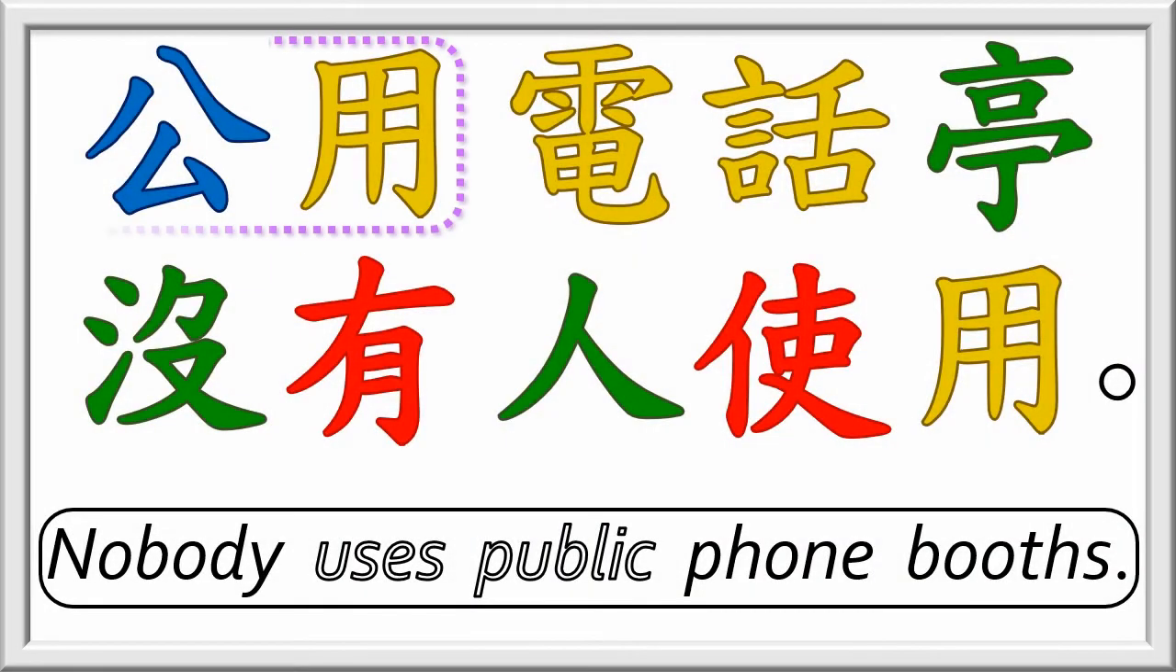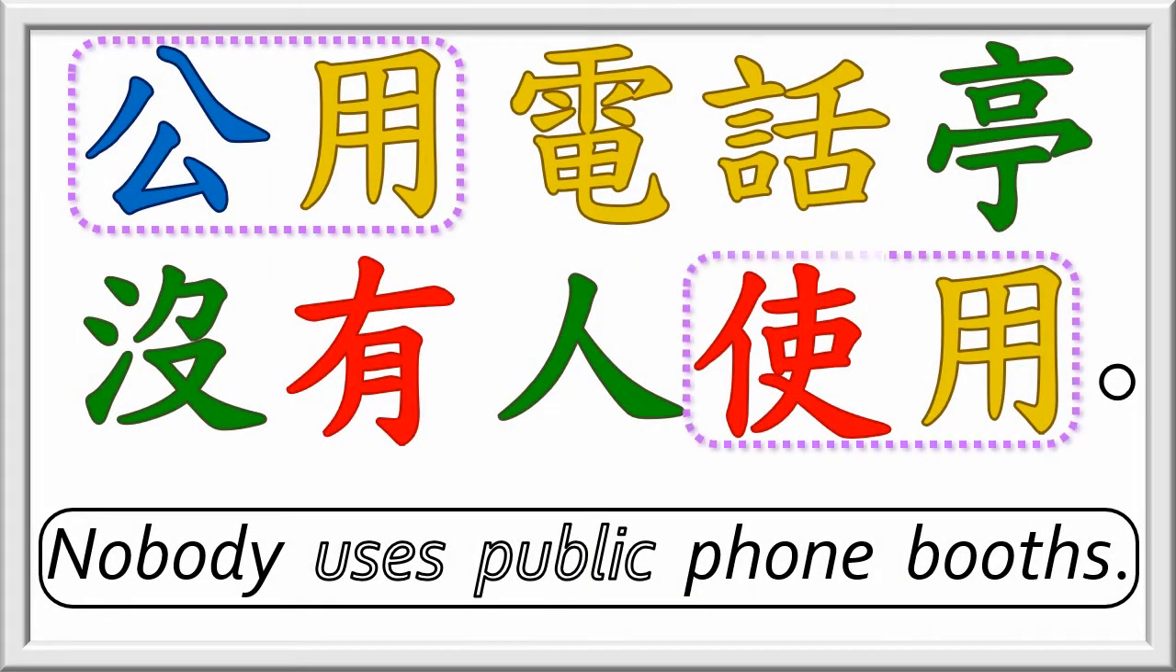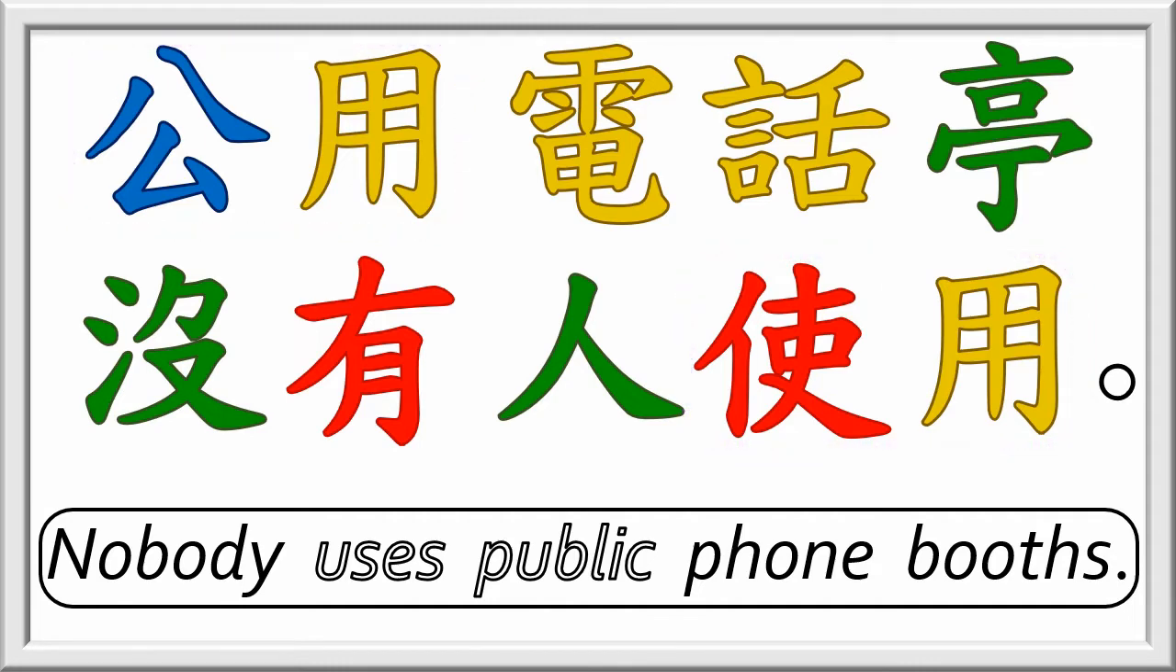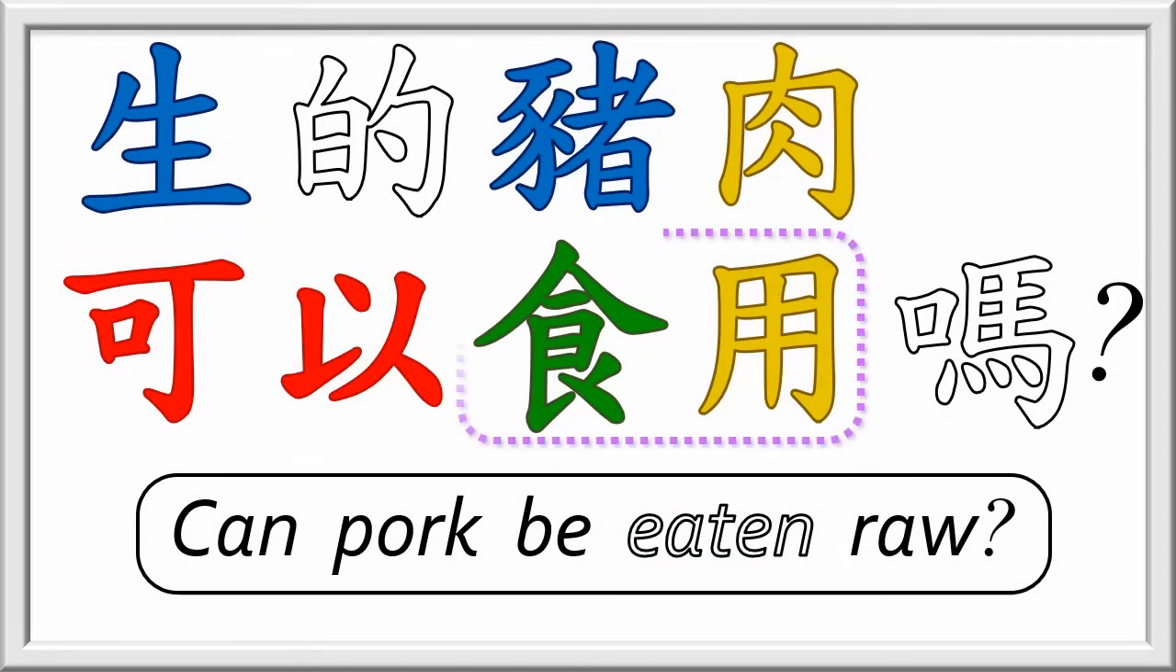公用 means for public use. 公用电话亭没有人使用. Nobody uses public phone booths. 食用 means to eat, literally, to use as food. 生的猪肉可以食用吗? Can pork be eaten raw?